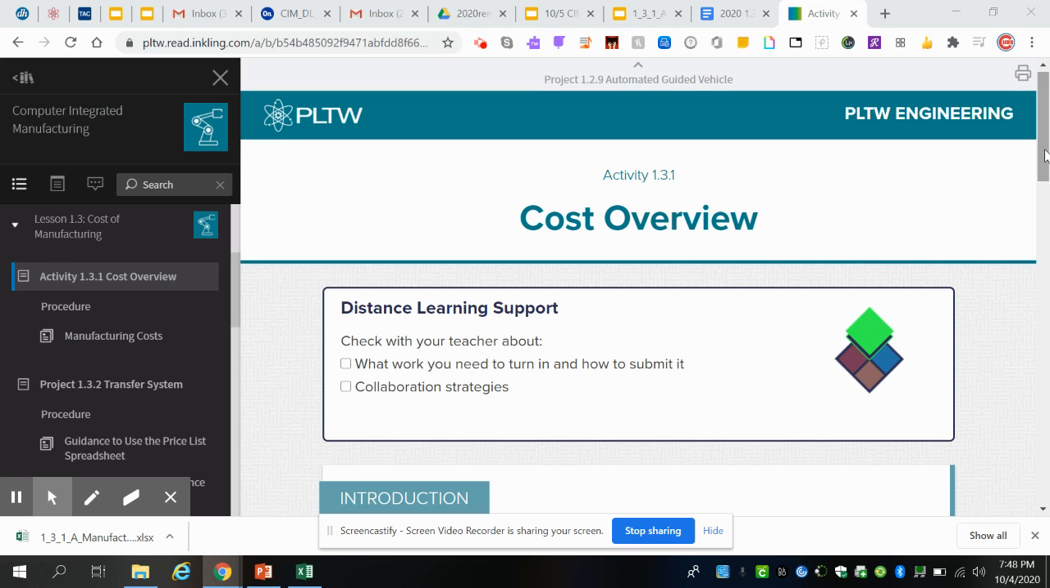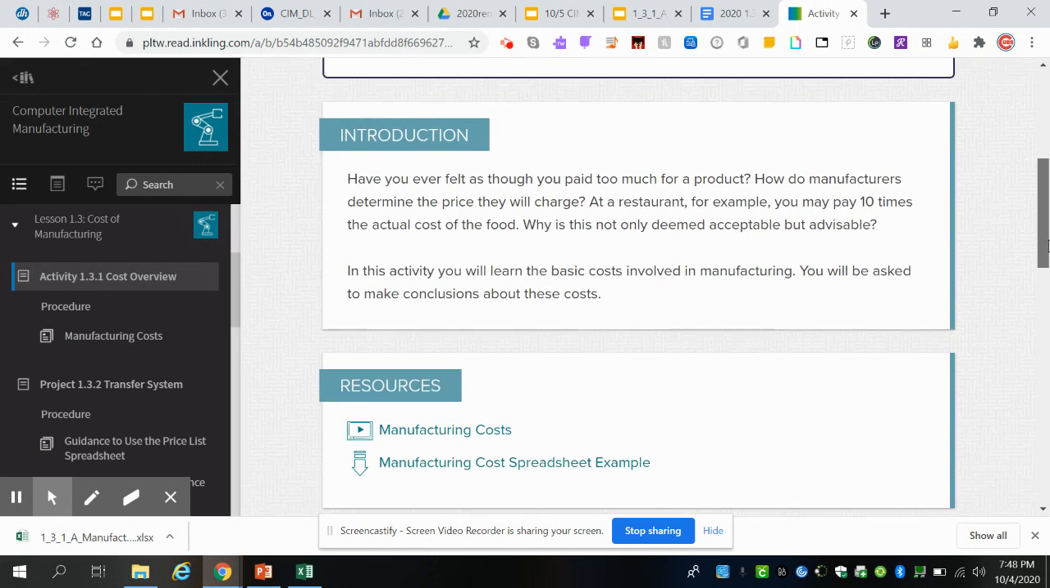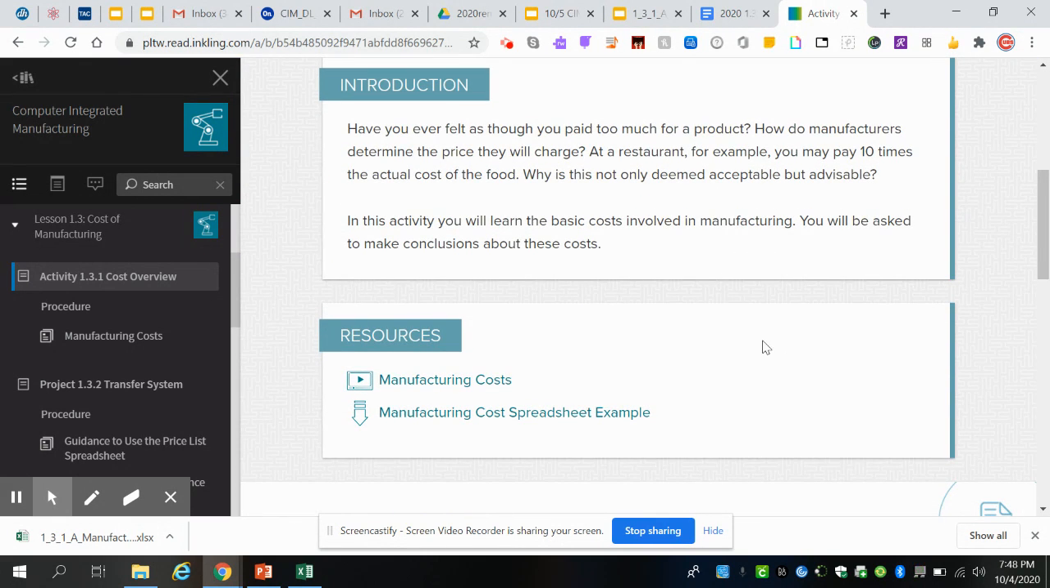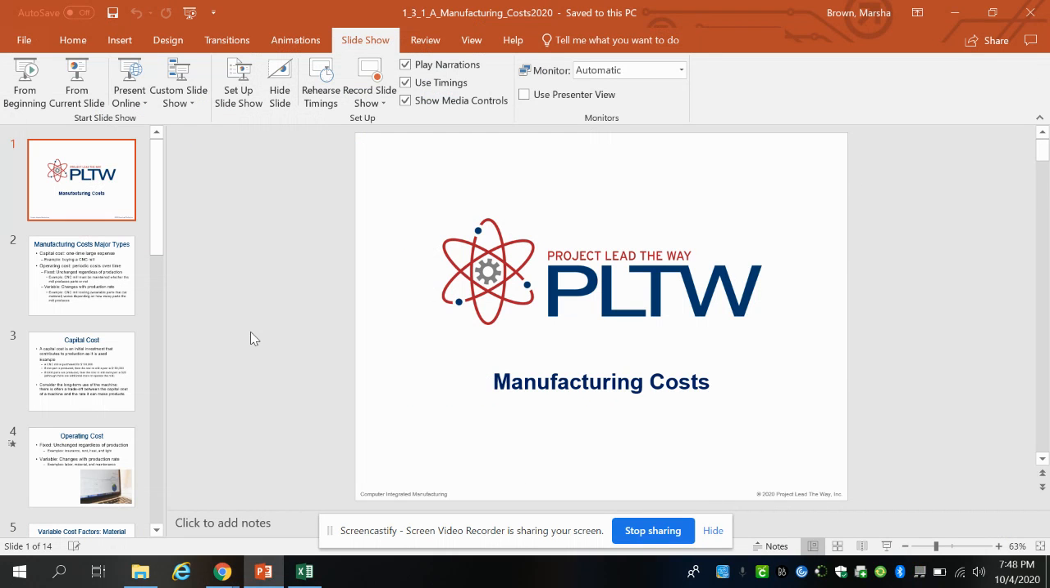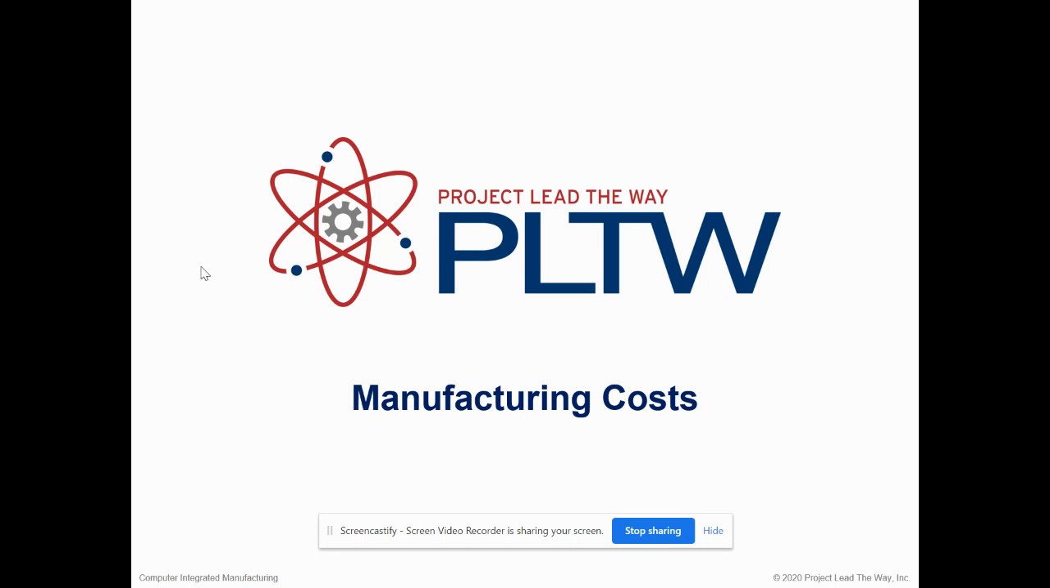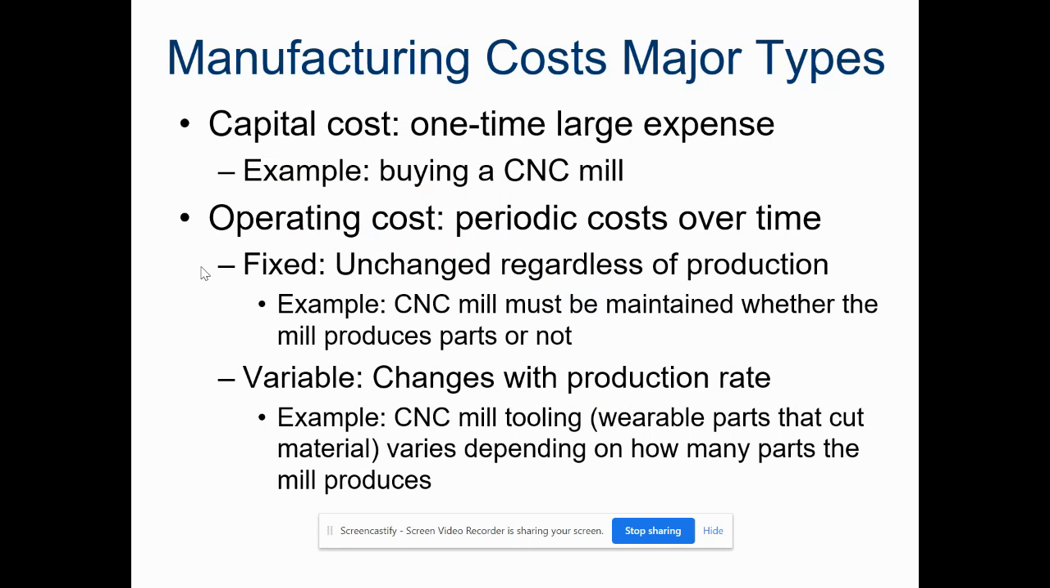So I'm going to go over 1.31, the cost overview. This will really help you with the financial analysis of your transfer system. There's the PowerPoint, and then the next video will go over the spreadsheet. So basically, manufacturing costs. There are a couple different kinds.